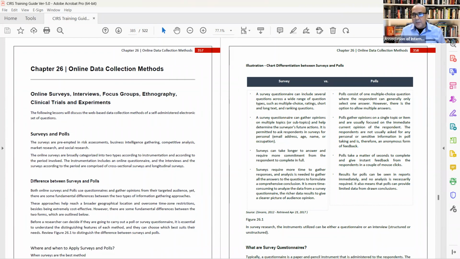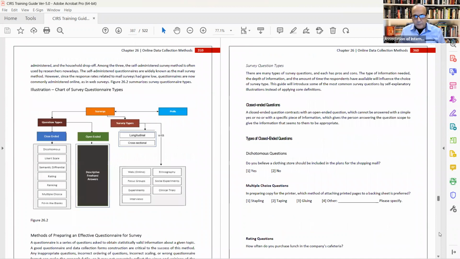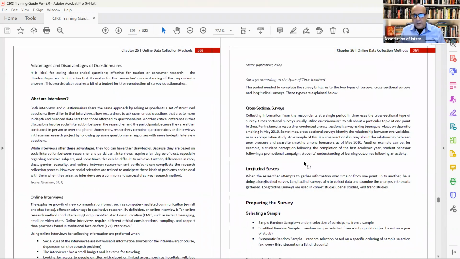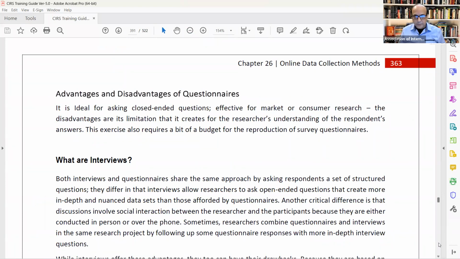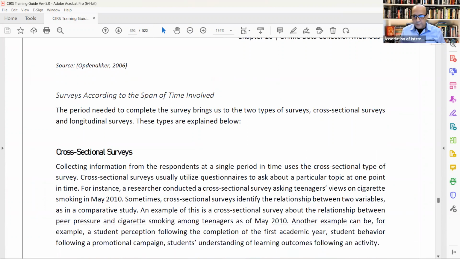And this is the chart I was telling you about, the differentiation between surveys and polls. It's on page 358. It is longitude. Okay. Here it is. I'm going to use it. So what is a cross-sectional survey?